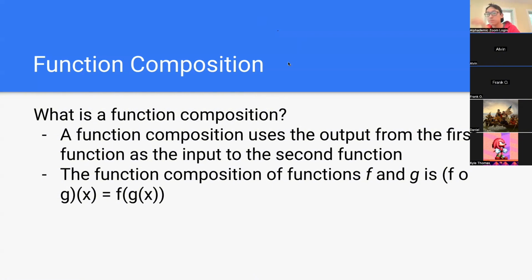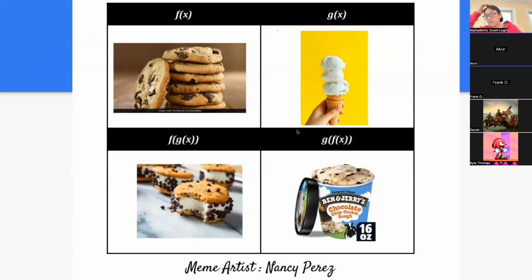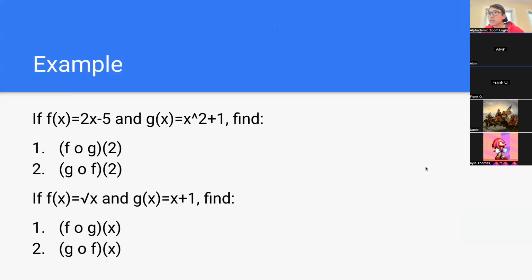I think it looks a bit confusing at first, but once we take a look at an example, it'll be a lot easier. This is a meme I found. It somewhat explains what function composition is. If you have f of x, which is chocolate chip cookies, and g of x, which is the ice cream, then f of g of x would equal the ice cream and ice cream cookie, whereas g of f of x would equal chocolate chip cookie dough. So the order really matters, whether it's f of g of x or g of f of x.